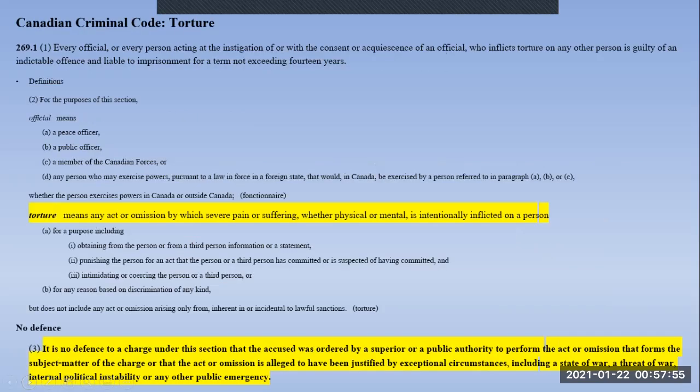And the Canadian Criminal Code makes torture illegal. Every official, or every person acting at the instigation of or with the consent or acquiescence of an official, who inflicts torture on any other person is guilty of an indictable offense and liable to imprisonment for a term not exceeding 14 years.